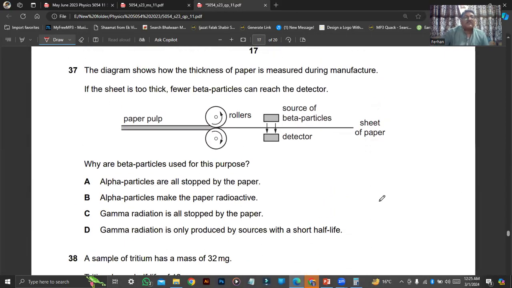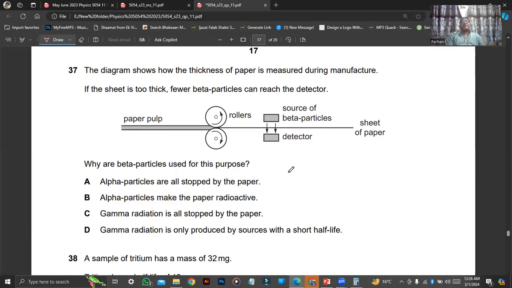Question number 37. The diagram shows how the thickness of paper is measured during manufacture. If the sheet is too thick, fewer beta particles can reach the detector. So here we have paper, here we have roller, now we have a very thin sheet of paper. Here we have a source which is emitting beta particles, here we have its detector. By this detector, we can tell about the thickness of the paper. If it changes, the detector will tell you the change in the beta particles it is receiving.